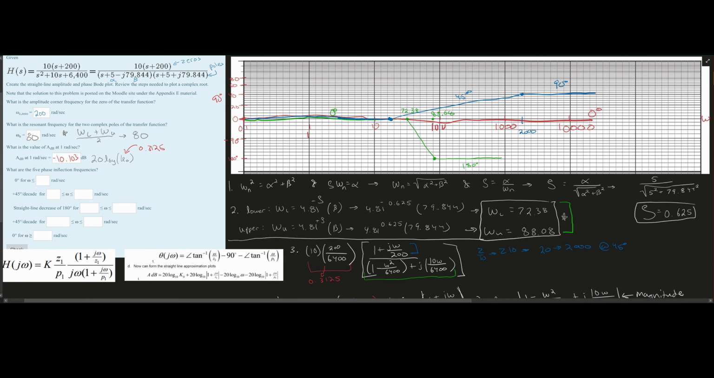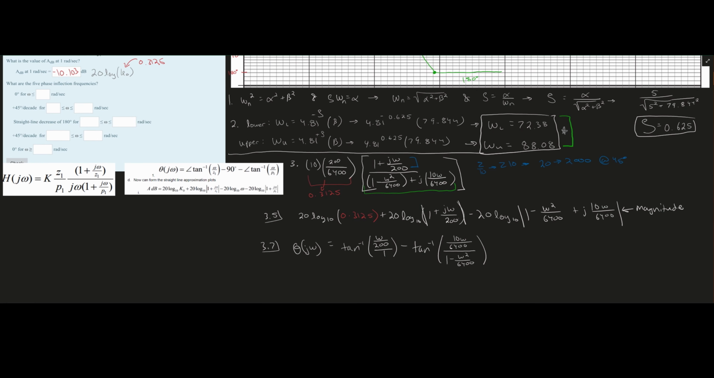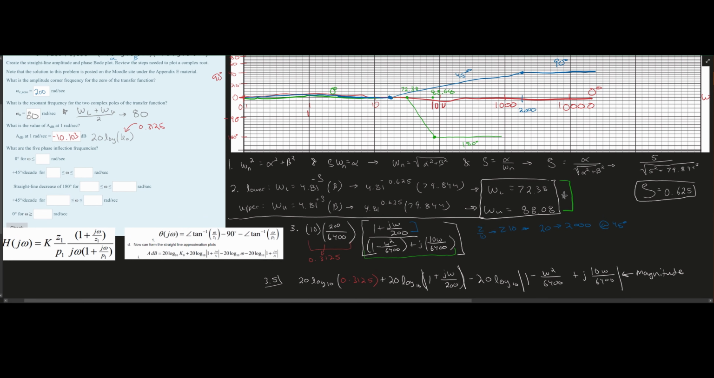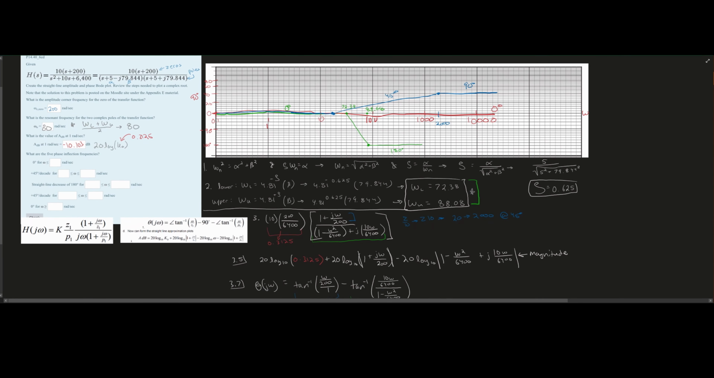So the blue line is going to be this part right here. And then the green line would be this part right here. And we're going to actually see this when we do the Bode diagram. So we've just plotted these points right now. We haven't actually done the Bode diagram.